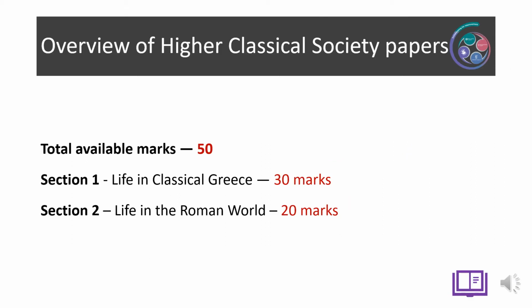You will see here the marks allocation for Higher Classical Society. There is a total available of 50 marks. In Section 1, Life in Classical Greece, you can gain 30 marks. And Section 2, Life in the Roman World, you can gain 20 marks.